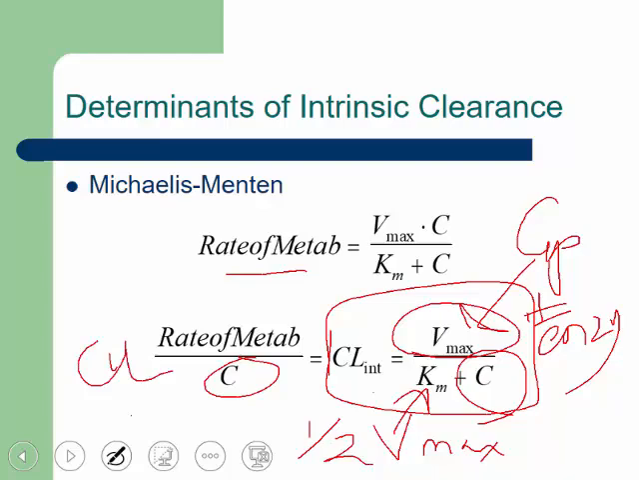So Vmax is the capacity. Km is the affinity constant. We've been over this with volume. As I think I told you at the beginning of the semester, if you understand Michaelis-Menten, you know a lot about kinetics, because we keep reapplying this idea over and over again.